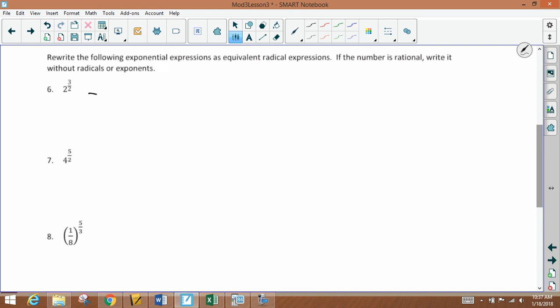Well, remember the denominator goes on the outside, the base goes in there, and then our numerator will go right there. So this becomes the square root of 8. Can we simplify that? No, 8 has no square root, right? So moving right along.